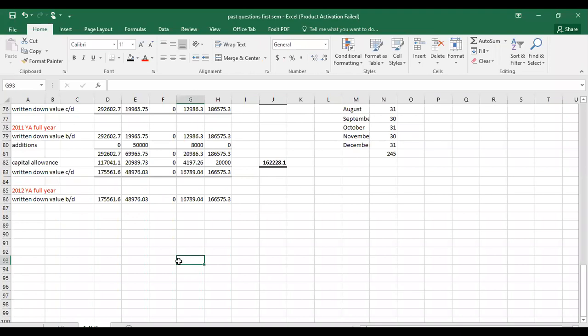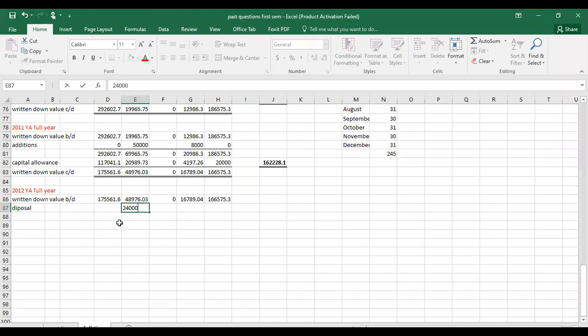Then 2012, what were the additions that we had? In 2012, we didn't buy anything, but what we did was rather a disposal. So the Toyota Saloon car was sold on 1st September 2012 for 24,000. So the total saloon car disposal is 24,000. Sorry, 24,000 will go from here.